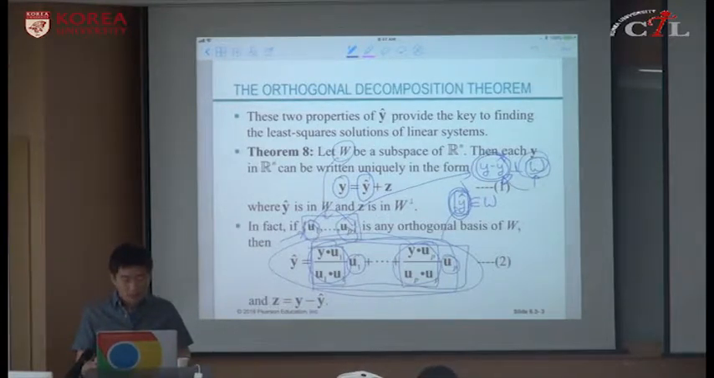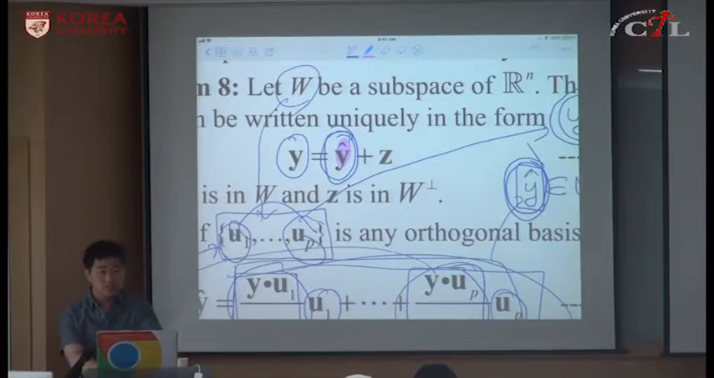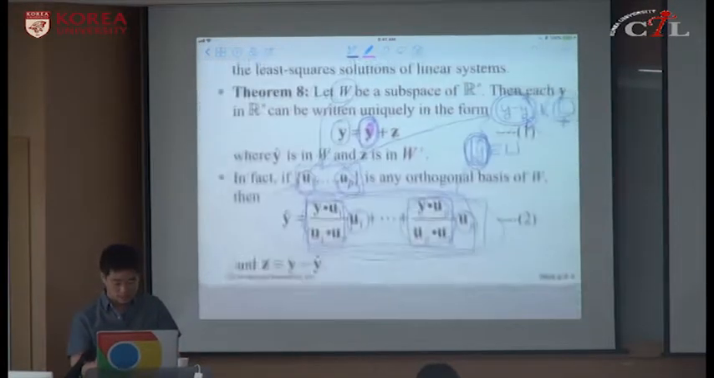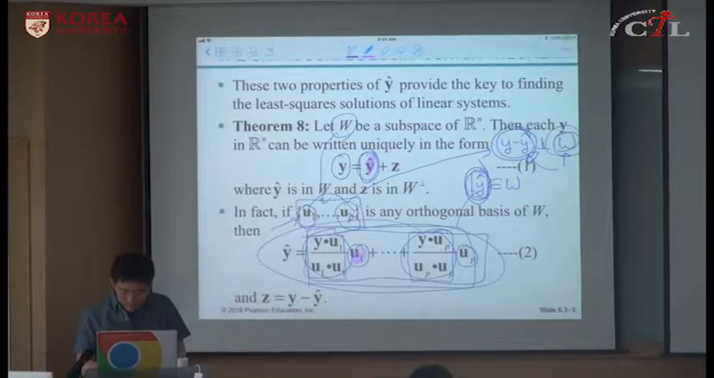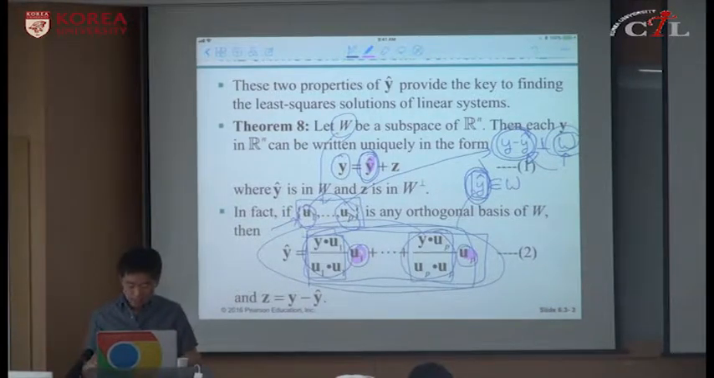This given vector y can be decomposed into two parts, where the first one belongs to our subspace W. This first part, called y hat, is represented as a linear combination of our basis vectors. So given those basis vectors from u1 through up, it has the form of a linear combination of these basis vectors.